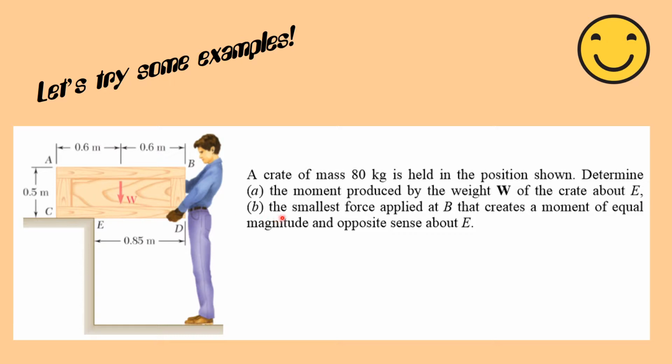So that's part A, and then part B. What is the smallest force applied at B? So B is up here at this corner. That would create a moment of equal magnitude and opposite sense around E. Okay, so the weight wants the crate to fall down, and we want to put our hand up here at this corner and stop it from rotating around E.